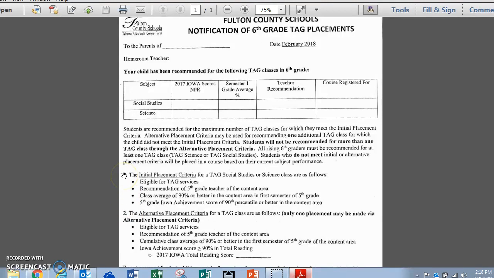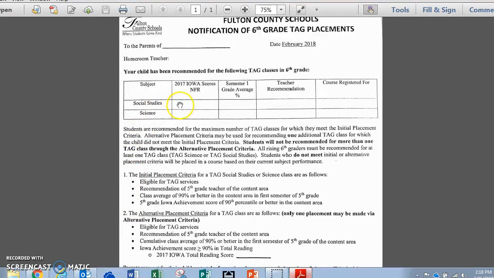So to begin with, we look at the initial placement. Are they eligible for TAG? So everyone that's coming to see myself or Ms. Shifley, yes. The recommendation of the 5th grade teacher. Do they have a class average of 90% or better for the first semester in that content area? And then their Iowa achievement score of 90th percentile. They must have all four of these in order to meet the initial placement criteria.